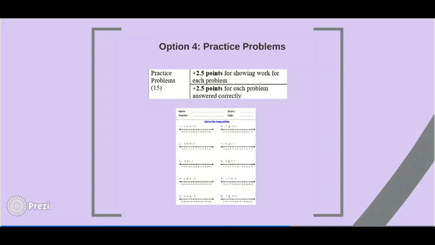This practice activity would have 15 problems, and they get 2.5 points for attempting and showing work on each problem, and 2.5 points for each problem that's answered correctly.